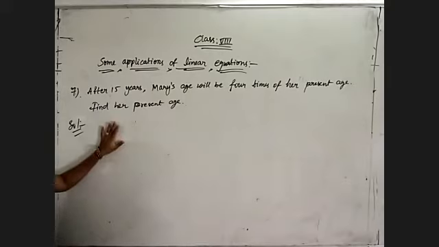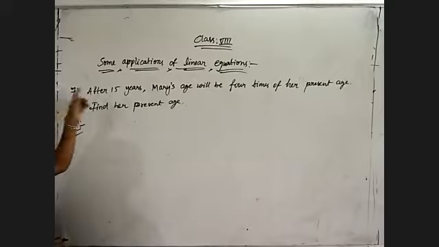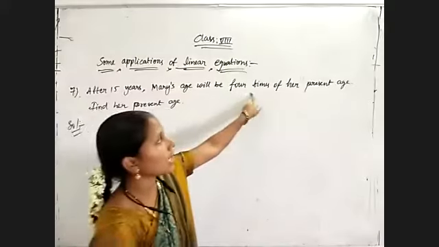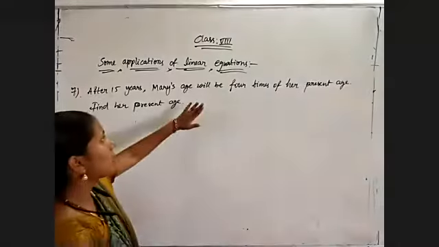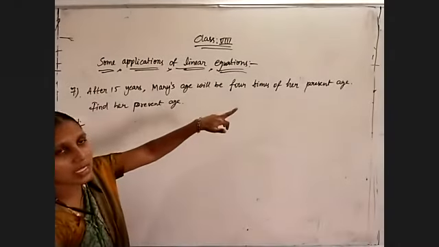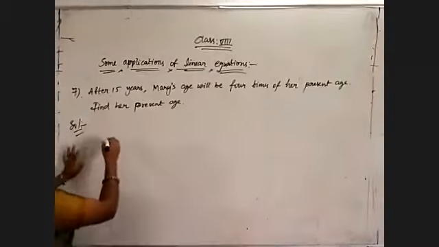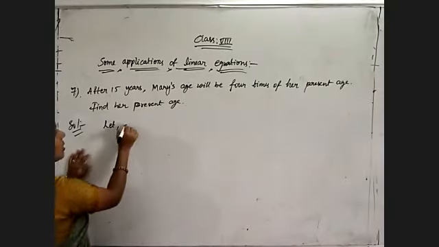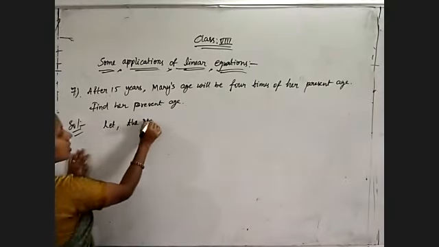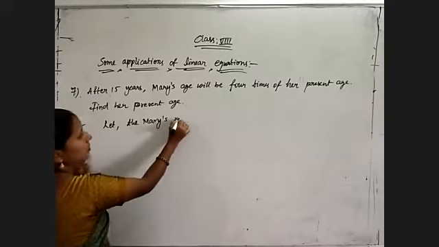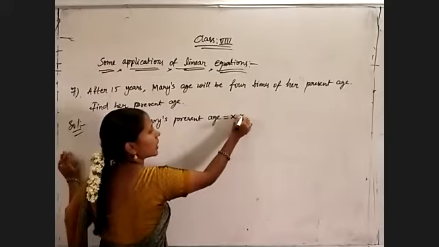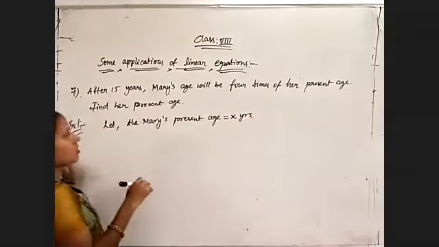So these are age related problems. In this case, how are we going to apply the linear equations? Observe, after 15 years, Mary's age will be 4 times her present age. So we need to take the unknown quantity, the present age. We need to find her present age only. So let Mary's present age be x years. We can use any variable.